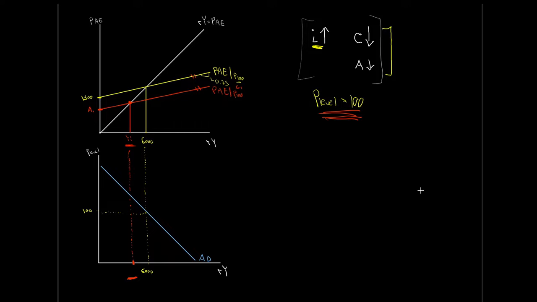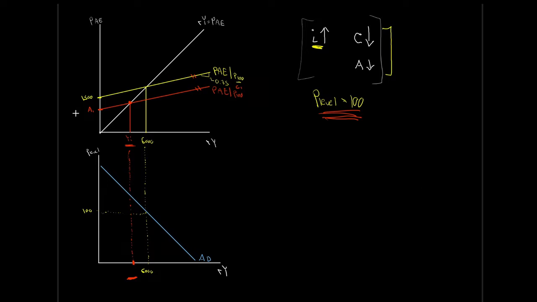If one foot is changing price level and the other foot is changing autonomous determinants, well, the price level foot is planted in the ground. Only those autonomous determinants get to move. If autonomous determinants are fixed, then the price level can change, but only one at a time, right? One of the feet always needs to be planted.